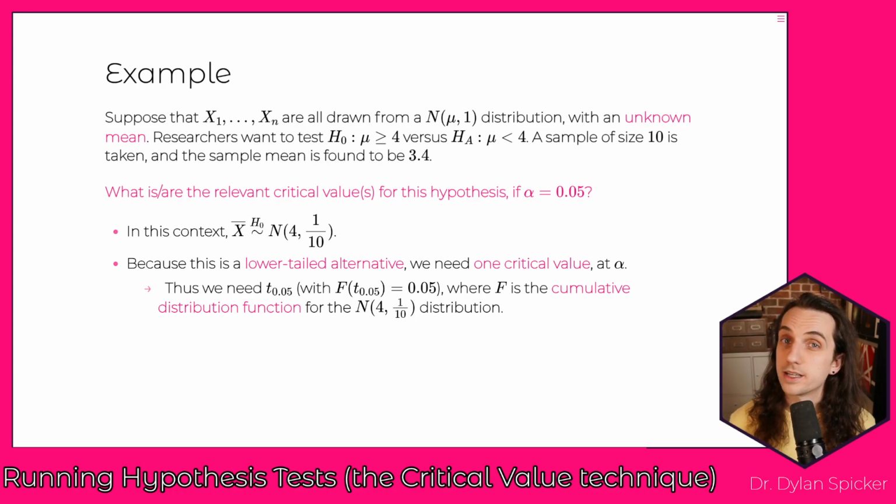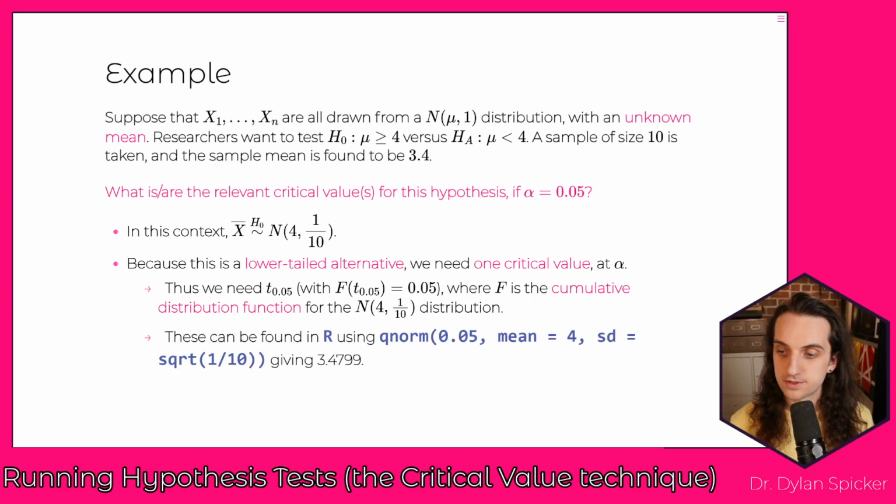Again, once we're here, we can turn towards software to determine this for us, right? And so here we're looking for qnorm of 0.05, right? 0.05 is matching the level here. The mean is 4. The standard deviation is the square root of 1 over 10. And when we actually fill this out, we find that that critical value is 3.4799.